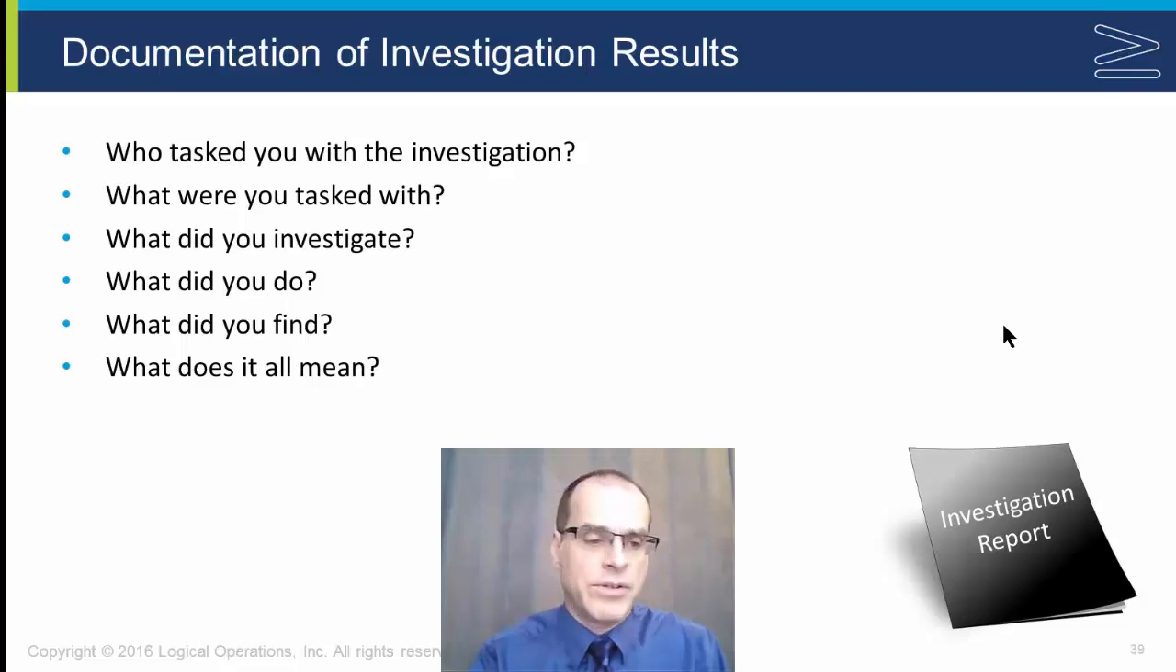And then we'll describe what we found. So what were our findings? So we'll record all significant events, files that are identified, images, testimony, and so on. And of course, we will then provide our expert opinion as to what it was that we found.